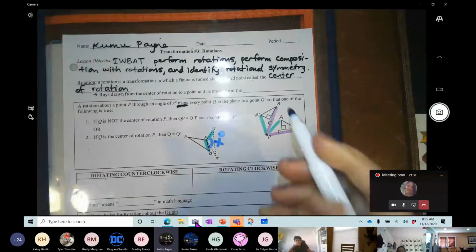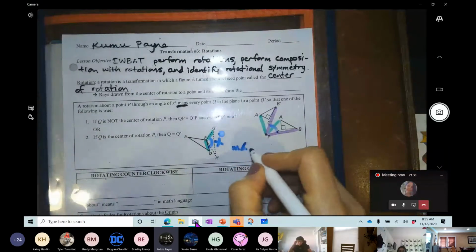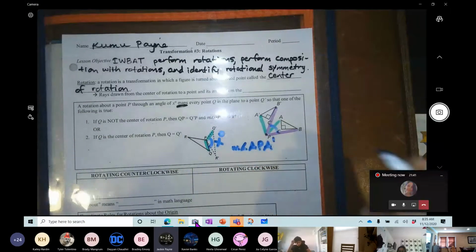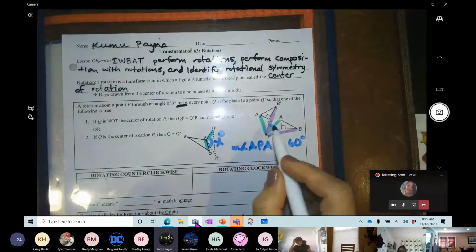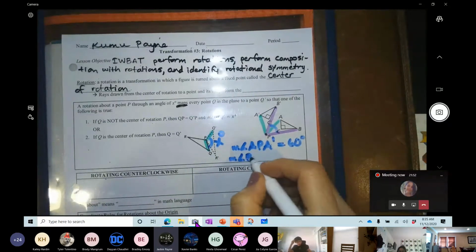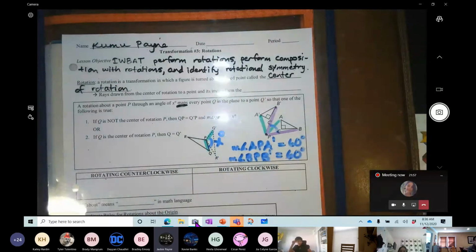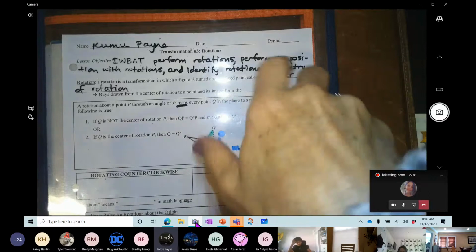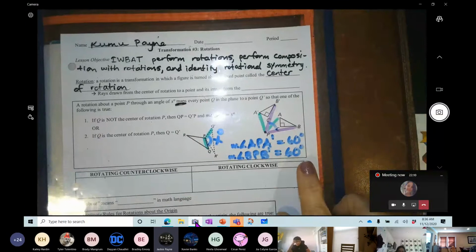So for instance, the measure of angle A P A prime would be 60 degrees. And also between the green and the purple, that would be B prime, also 60 degrees. And then C prime would be 60 degrees. So there's only 1 degree, and they all have to rotate that many degrees. Hopefully that will get you started on that.